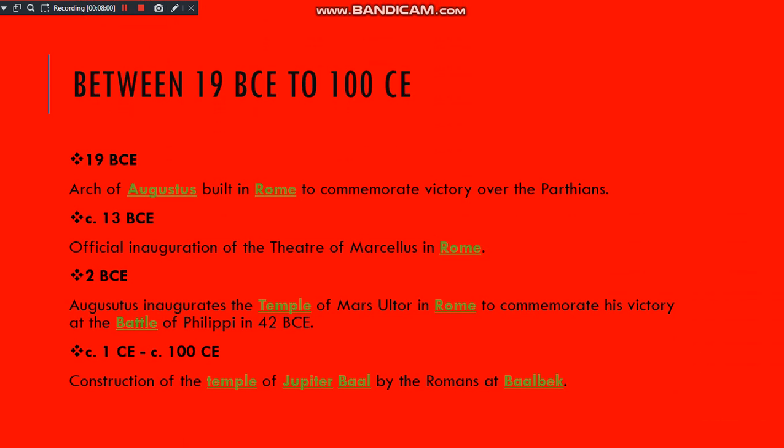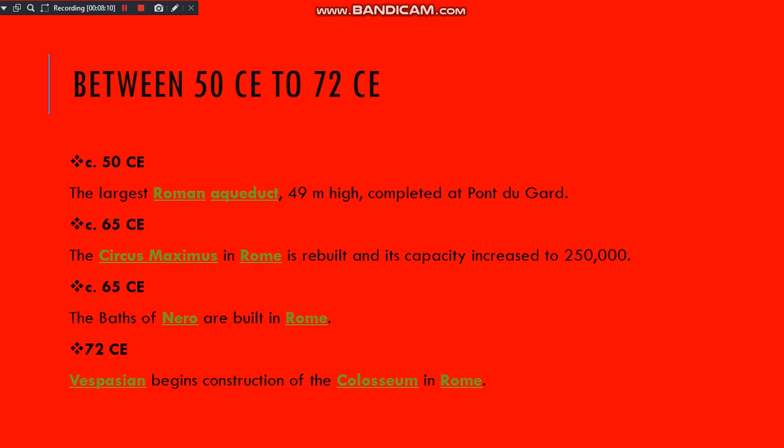CE, the construction of the Temple of Jupiter by the Romans at Baalbek. So Baalbek is in today's Lebanon. So between 50 CE to 72 CE, in 50 CE the largest Roman aqueduct, 49 miles high, was completed at the Pont du Gard.